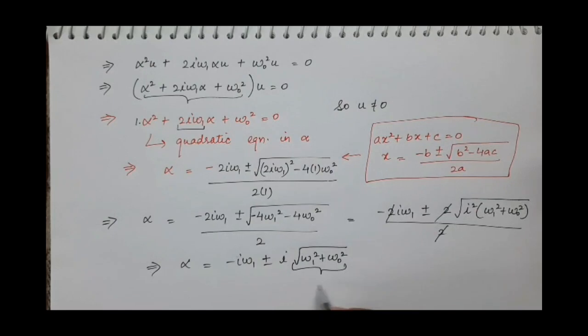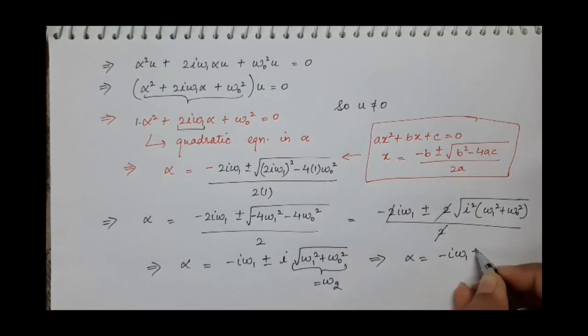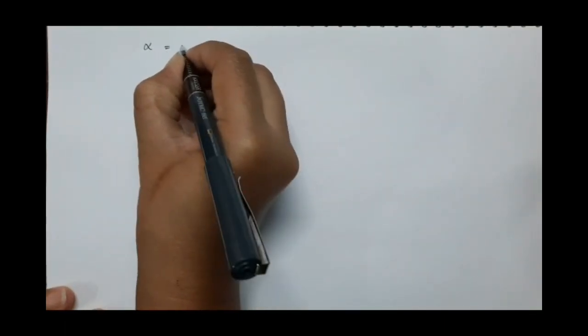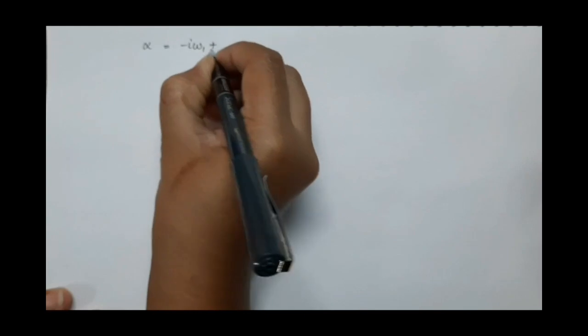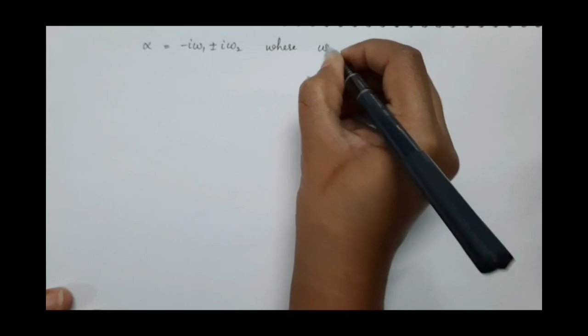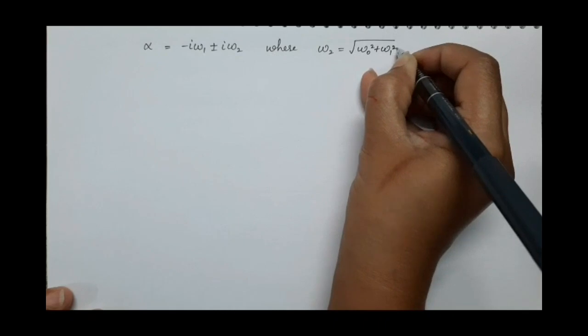And suppose this value is equal to omega 2. So the value of alpha is equal to minus iota omega 1 plus minus iota omega 2. And suppose this as equation 17th. So what will be the general solution of the differential equation? As alpha comes out to be minus iota omega 1 plus minus iota omega 2, where omega 2 is equal to root omega naught square plus omega 1 square.